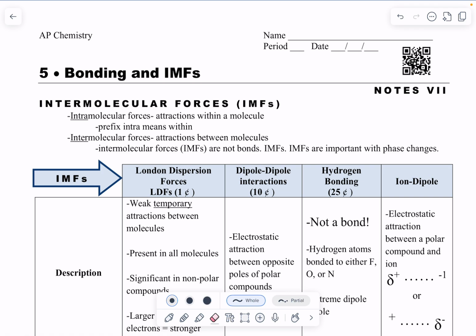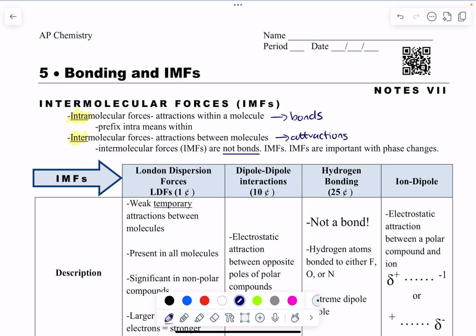What we've been discussing thus far in this unit are really intramolecular forces. The prefix intra means within, and so these are talking about actual bonds. What we're discussing today is something called intermolecular forces, and we've kind of seen that the prefix inter means between. And so intermolecular forces are not the bonds, because they're actually going to be between different molecules, and these are going to be the attractions that hold molecules together.